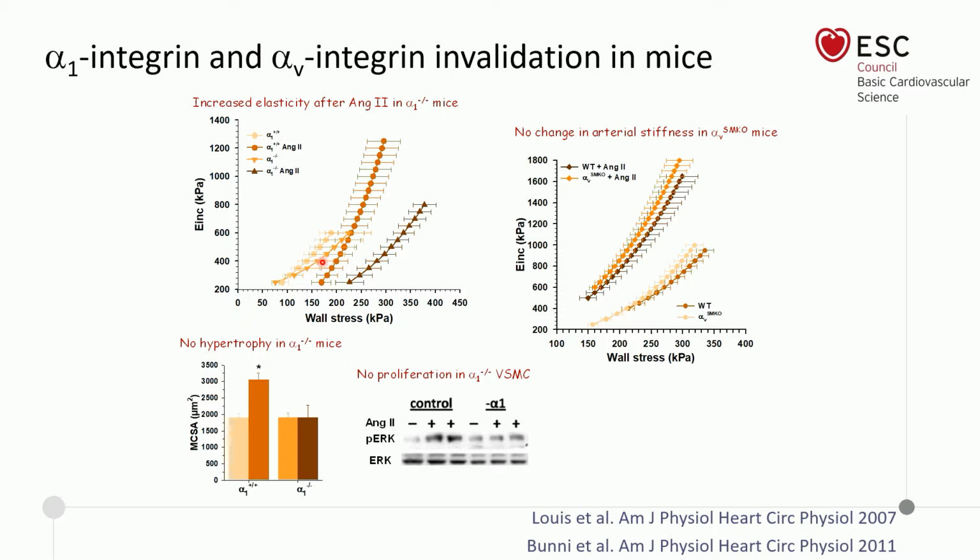And if we look at another integrin very well expressed in vascular smooth muscle cells, such as alpha V beta 3 integrin, again, at baseline there is no modification, and even after angiotensin II there is no modification in arterial stiffness. So the question at this time is to determine whether or not we need to interfere at the level of integrin to change vascular remodeling, more particularly in vascular aging.